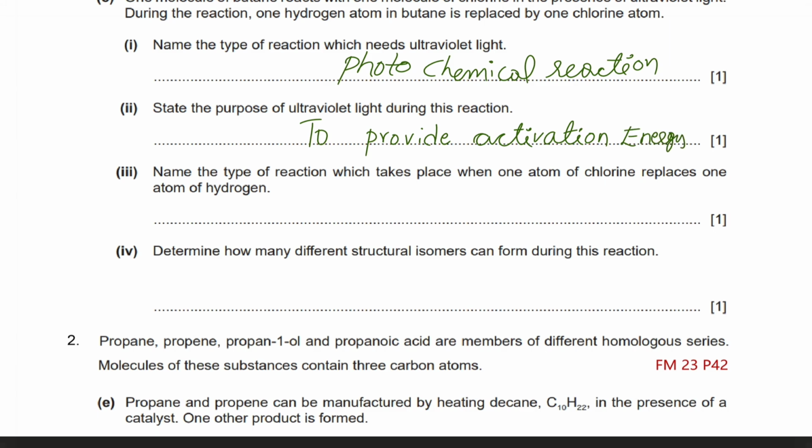Okay. Next. Name the type of reaction which takes place when one atom of chlorine replaces one atom of hydrogen. Now, the moment you see alkane, chlorine and UV light, you should immediately think it's a substitution reaction. Why? Because the chlorine is substituting the hydrogen. So just write substitution reaction.